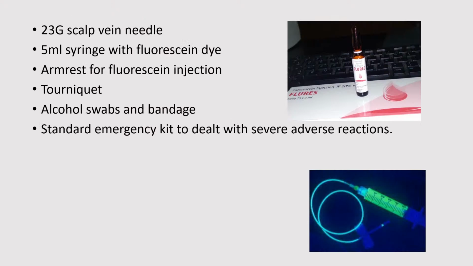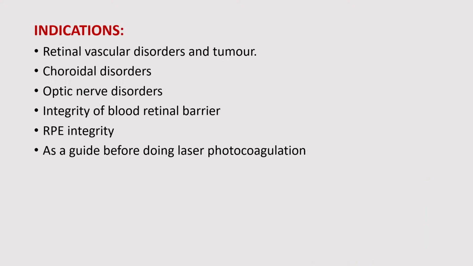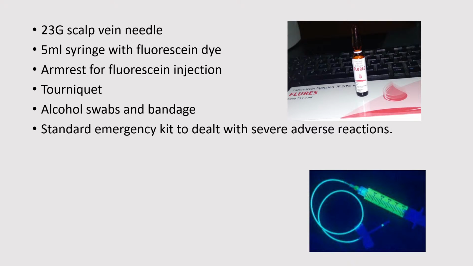A 23 gauge scalp vein needle is used and a 5 ml syringe with fluorescent dye. An armrest for the fluorescein injection, tourniquet you should apply, and alcohol swab and bandage. After that, a standard emergency kit to deal with severe adverse reactions. This is a 23 gauge scalp vein needle.